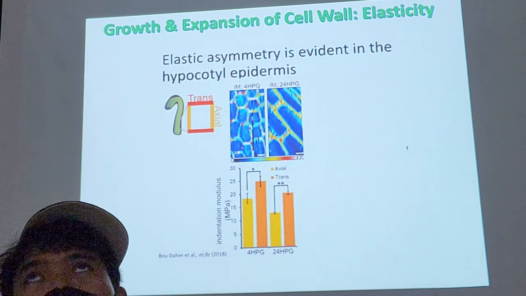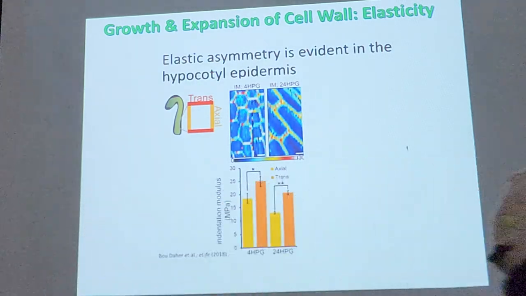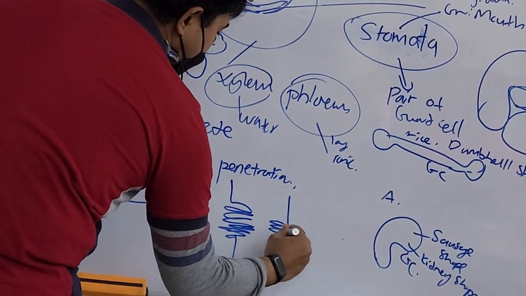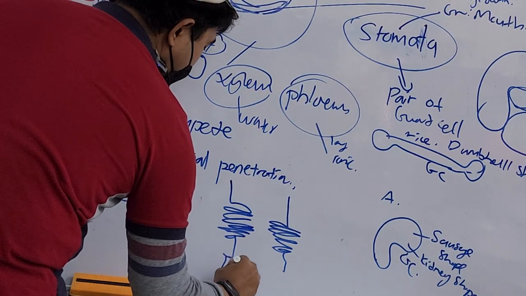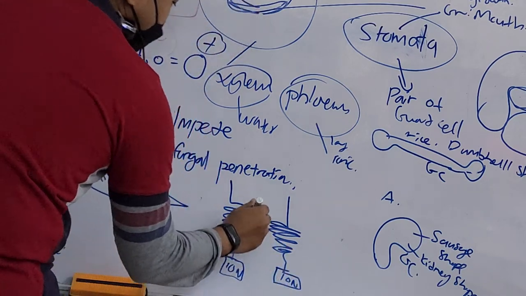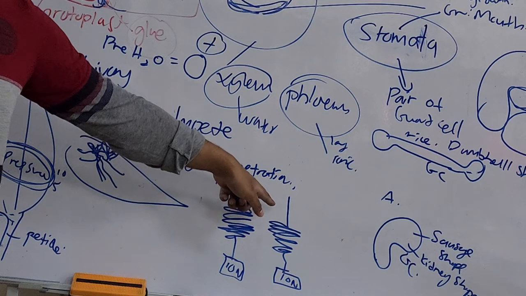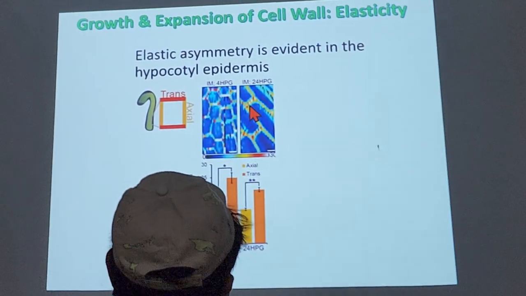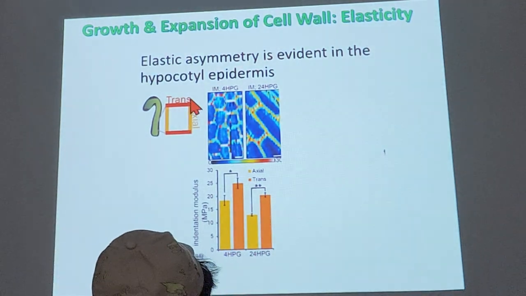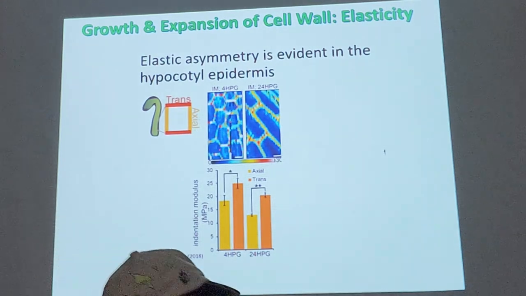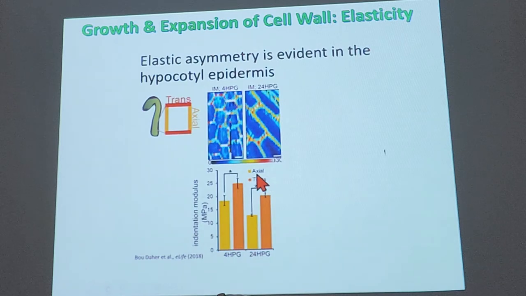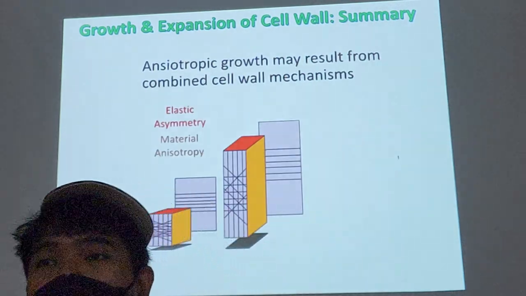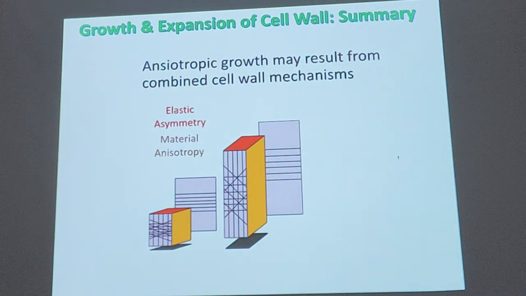Okay, this can be depicted by the action of the spring. You know your spring. Your spring can be made from different material. Even though you have the same amount of weight at the bottom, some spring can be stretched easier than other, depending on the type of material. And the type of material in this trans side of the cell makes it more stiff compared to the axial side. Okay, that's why the modulus reading here, the indentation modulus here, for the axial side, it is not very elastic. Okay. All right. So these are the things that enable your plant cells to grow and expand.